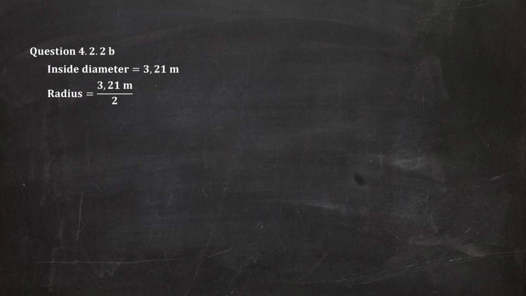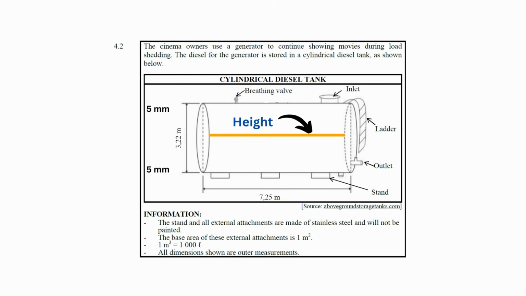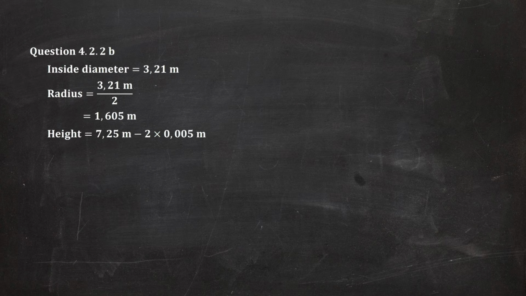So the radius of the tank is 3,21 meters divided by 2, and this equals a radius of 1,605 meters. Now the height of the tank is equal to the outside length of the tank minus the thickness of the steel on both sides of the tank. The height of the tank is therefore equal to the outside length of 7,25 meters minus 2 times the thickness of 0,005 meters, and this equals a height of 7,24 meters.